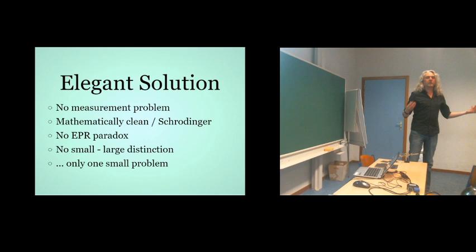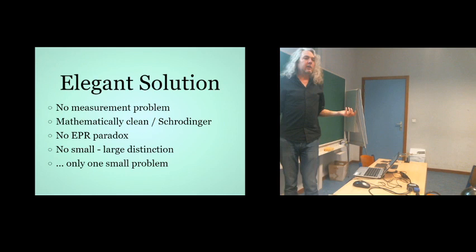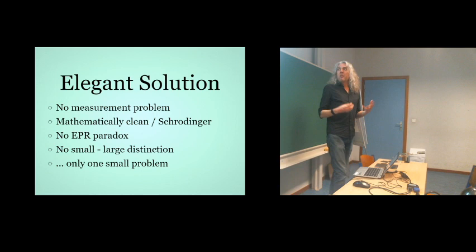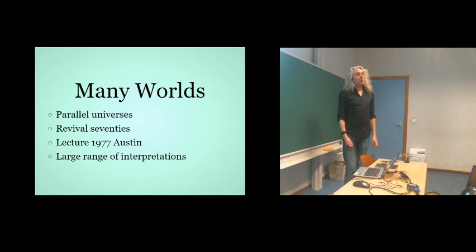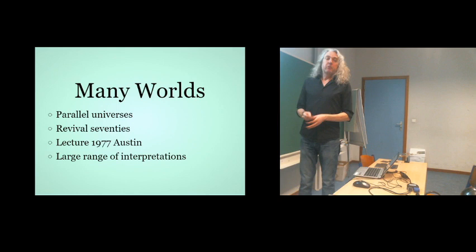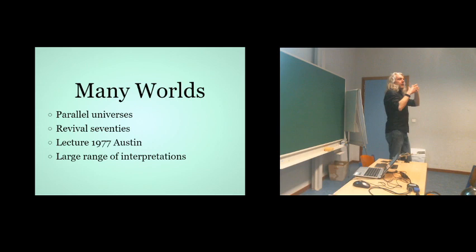There's no distinction. Well, with Everett's interpretation, there is no small and large distinction. Everything follows the Schrödinger equation. It's no problem. Except for one small problem, we end up with parallel universes. Some people consider it more than a small problem, but anyway. So it's interesting to see that he doesn't make a whole deal about parallel universes. That's not what the issue is about. It's just about the wave function collapse, and the many worlds, the parallel universes, is a consequence of this.